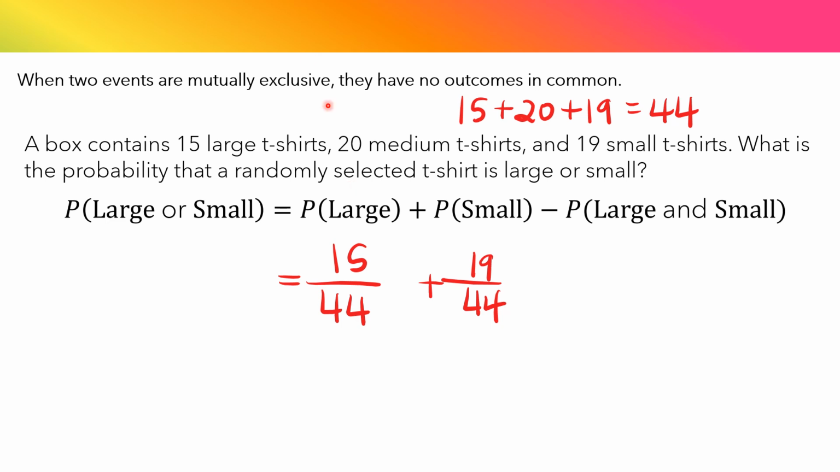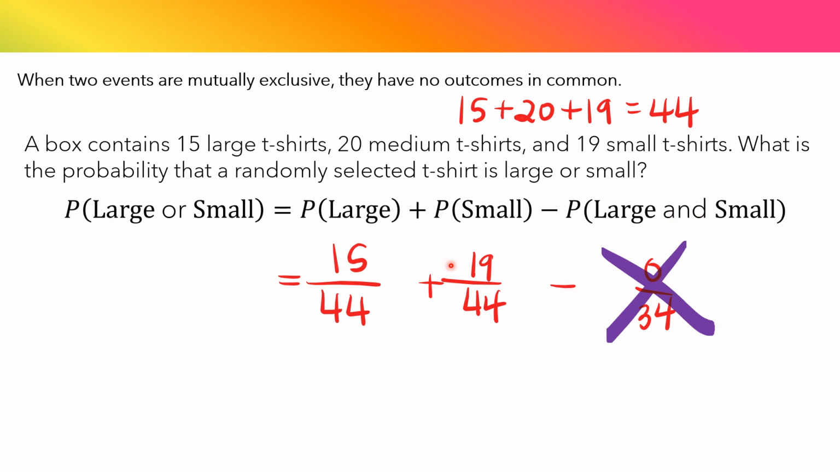But when we go to subtract off the probability that it's a large and a small, there are no t-shirts that are a size large and a size small at the same time. So that probability is going to end up being 0. This essentially gets thrown away. And that'll happen any time the events are mutually exclusive. You'll see that the last bit of the formula, where you're finding the and part, ends up being 0.